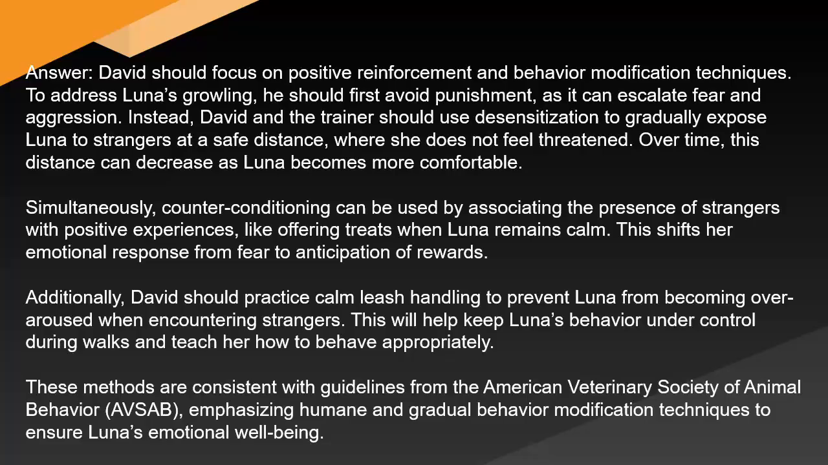Instead, David and the trainer should use desensitization to gradually expose Luna to strangers at a safe distance where she does not feel threatened. Over time, this distance can decrease as Luna becomes more comfortable. Simultaneously, counter-conditioning can be used by associating the presence of strangers with positive experiences, like offering treats when Luna remains calm. This shifts her emotional response from fear to anticipation of rewards.